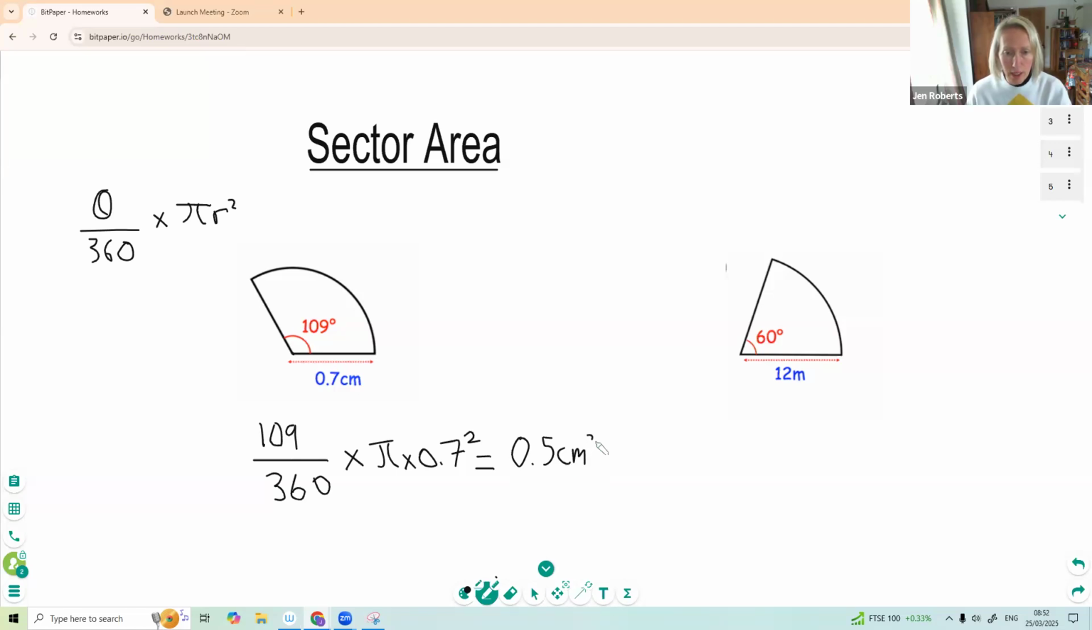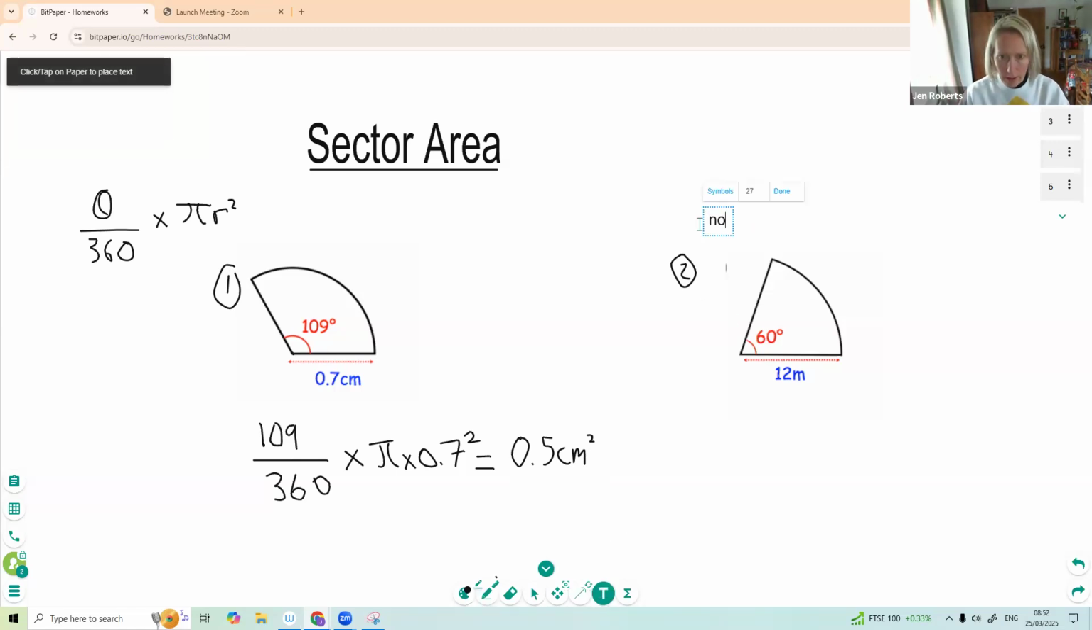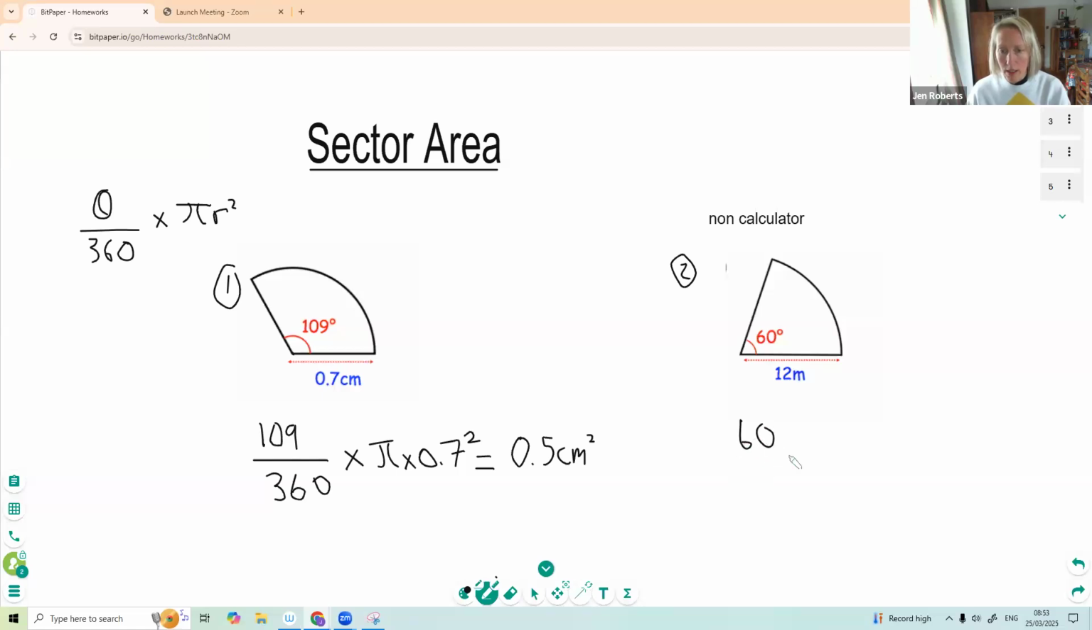If you are sitting the GCSE, not the IGCSE, you might find this question on the non-calculator paper. So let's have a look at how to answer it without a calculator. Well, I guess on the IGCSE, the question might ask you to find your answer in terms of pi. So 60 is your angle over 360 times pi times 12 squared.